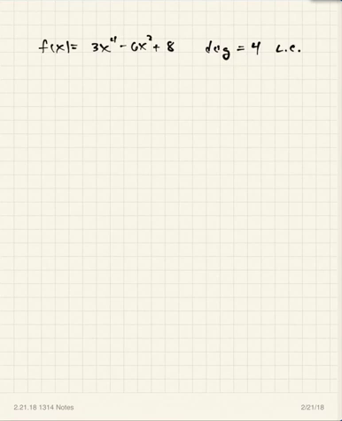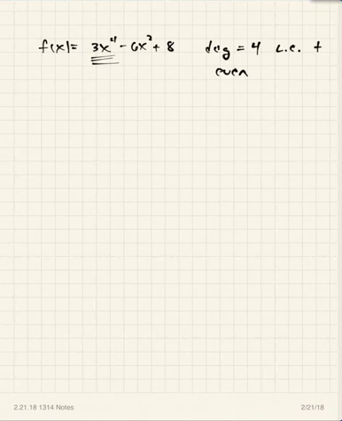Positive. Yeah, you're looking at the 4th degree term, right? That's all you have to look at. And that's kind of like the controlling term of the function when you're looking at the end behavior. And so that's got to be positive. And so what do you have here? You have an even degree function with a positive leading coefficient.